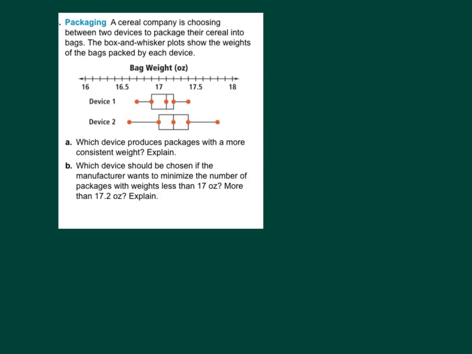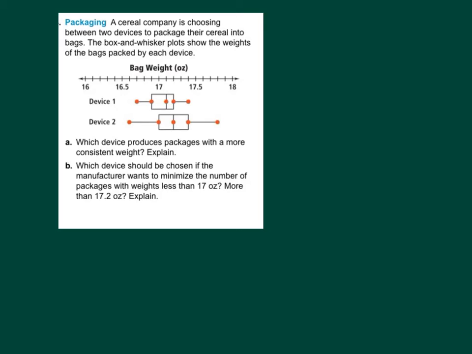Okay. All right, a cereal company is choosing between two devices to package their cereal into. The box and whisker plot shows the weights of the bags packed by each device. So device 1, okay, you can look, it has a range, right? And then device 2. It says which device produces packages with a more consistent weight, okay? So a more consistent weight would be a smaller range.